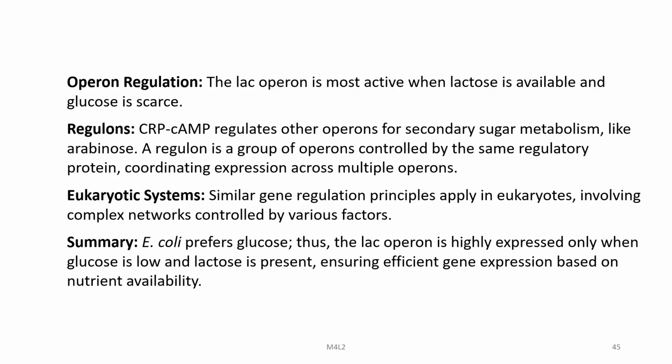CRP-cAMP regulates other operons for secondary sugar metabolism, like arabinose. A regulon is a group of operons controlled by the same regulatory protein, coordinating expression across multiple operons. In eukaryotic systems, similar gene regulation principles apply, involving complex networks controlled by various factors.